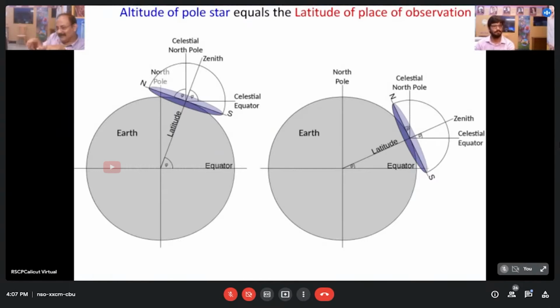Now, geometrically, it can be easily proved from this diagram, but we will not go into mathematics just now. It can be proved that the altitude of the pole star, this angle, is equal to the latitude of the place of observation. So these two are equal. Actually, this is 90 degrees.